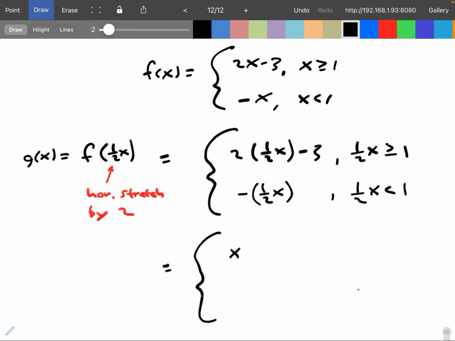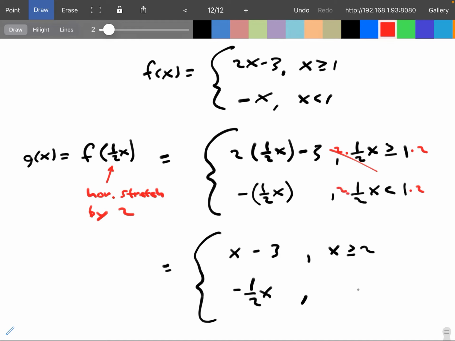All right. So let's do that. So this is going to equal. So 2 times 1/2 is just 1. So this top branch is just going to become x minus 3. But then for its domain, you have to solve for x. So you're going to multiply both sides by 2 here. And then these 2's are going to cancel. All right, so that domain is just going to become x is greater than or equal to 2.